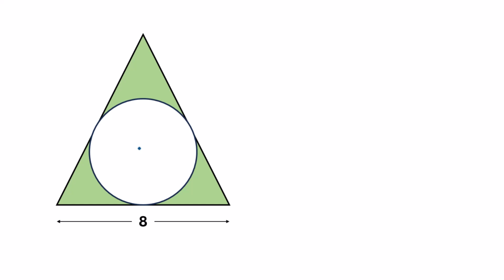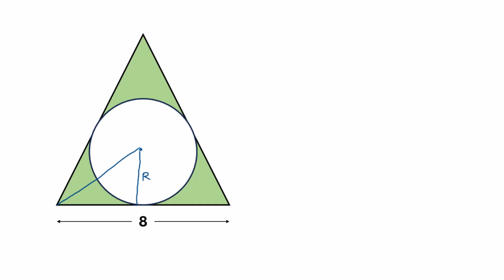Consider this is the center of this circle. Now draw a perpendicular line from the base of this triangle. Now draw the joining line of this center and this corner of this triangle. Now this line indicates the radius of this circle. Consider the radius of this circle is r.